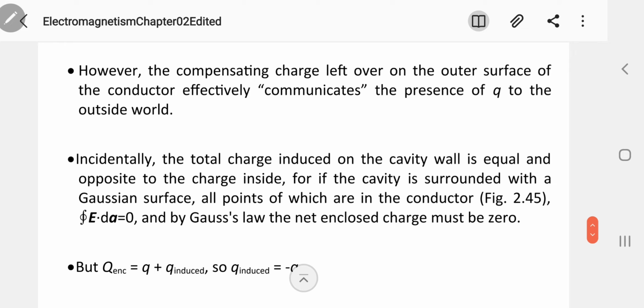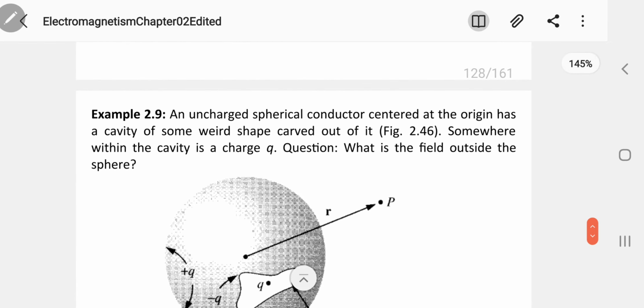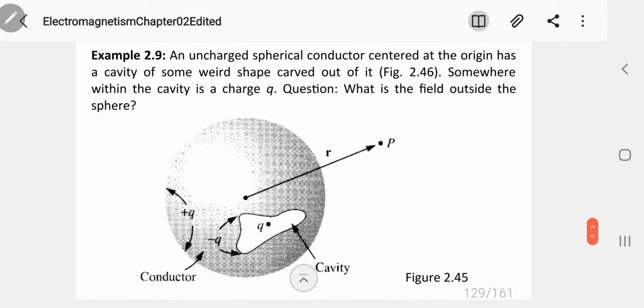So you can read the text here. It's just what I'm talking about. So let's do an example. Here, example 2.9. An uncharged spherical conductor centered at the origin has a cavity of some weird shape carved out of it. Somewhere within the cavity is a charge Q. Question: what is the field outside the sphere?